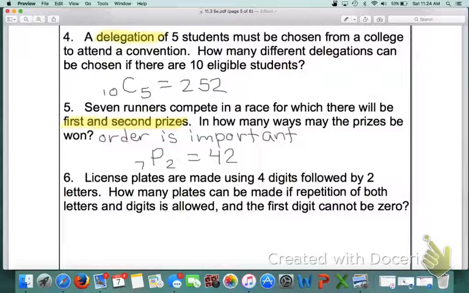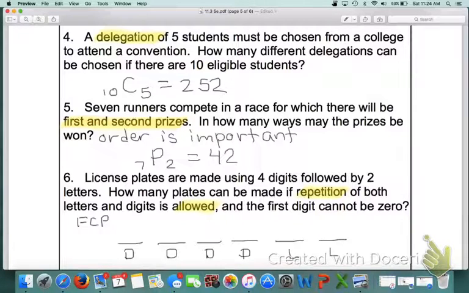Number 6 says that license plates are made using 4 digits followed by 2 letters. How many plates can be made if repetition of both letters and digits is allowed? So, because repetition is allowed, we know that we're going to use fundamental counting principle. Okay. So, I have the first 4 slots, which have to be digits, and remember there's 10 digits in 0 through 9, and that the last 2 slots are going to be letters.